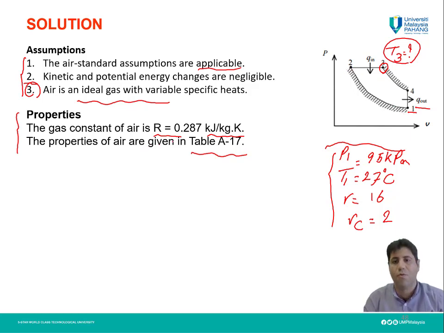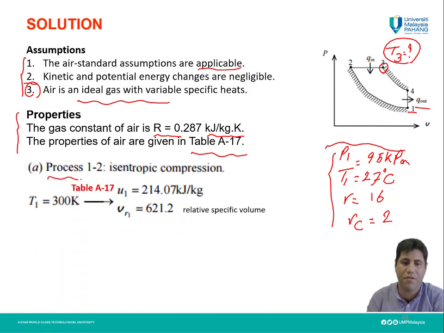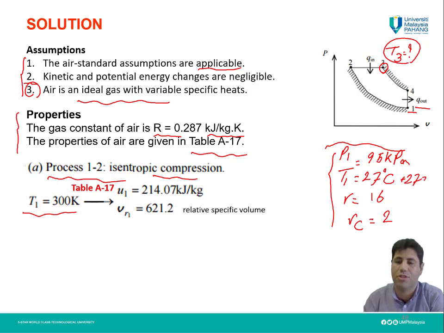For state 2, we have an isentropic process here. So the process from state 1 to state 2 is isentropic compression. This is the information which we have for this process. Moreover, we have the temperature for state 1. Temperature here is 27 degrees Celsius plus 273, which gives us the temperature in Kelvin. Temperature, or T1, is 300 Kelvin.